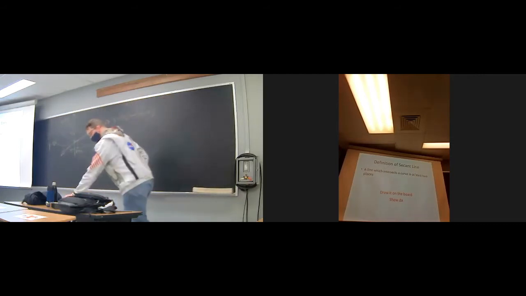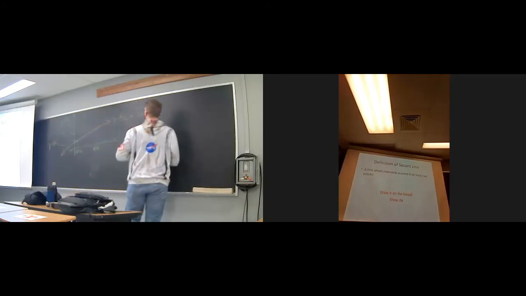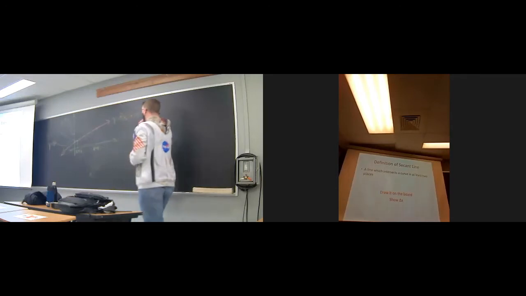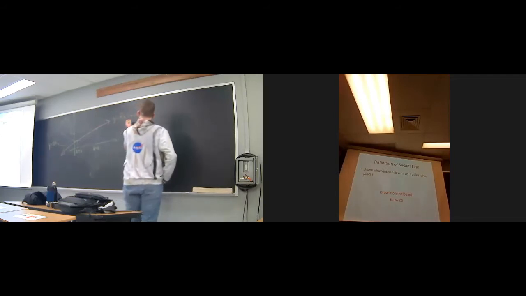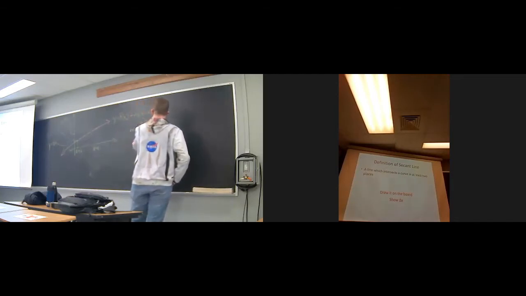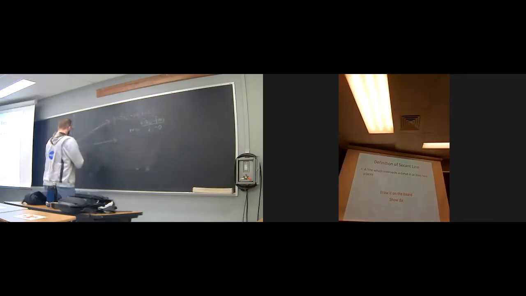Now m here, we understand to be the slope. m is going to be equal to f of b minus f of a, all divided by b minus a. Everybody agree? All right. So let me erase some of this really quick. Make some more room here.